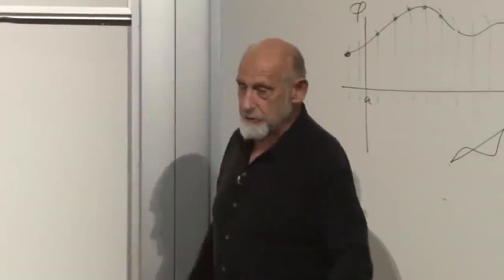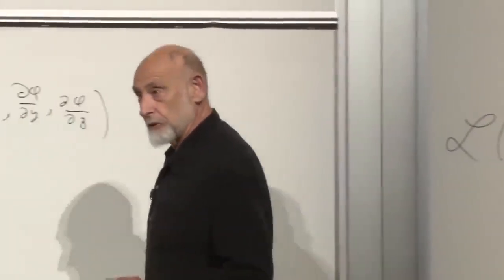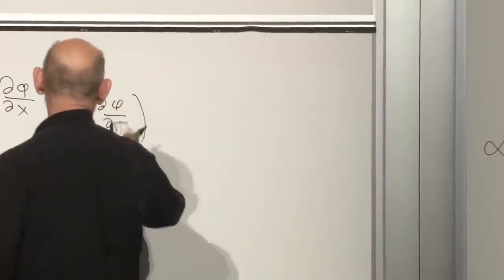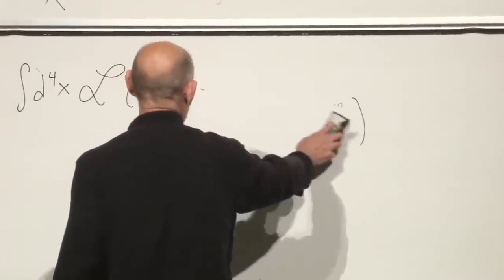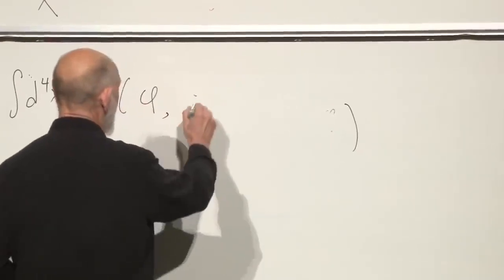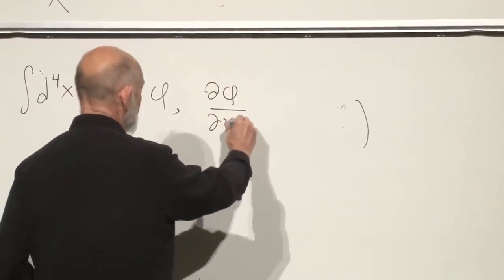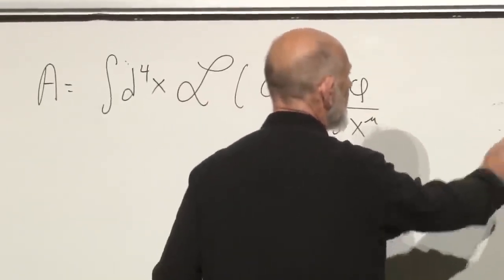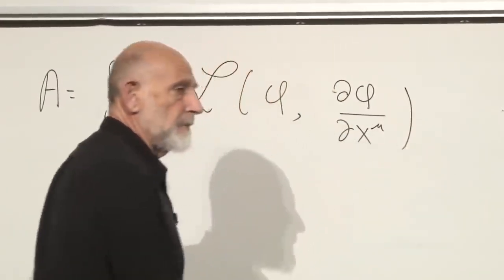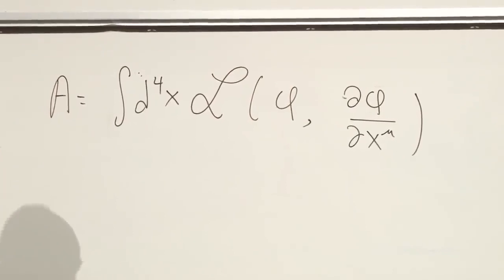All right, so let's condense notation. Let's just write this as a function of phi, and the collection of derivatives d phi by dx mu, of which there are several, time derivatives and space derivatives.